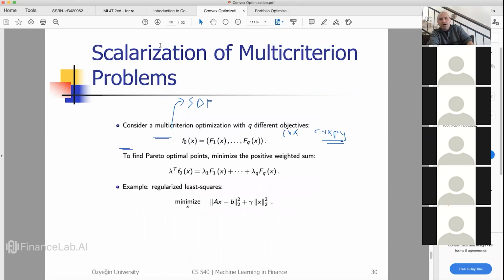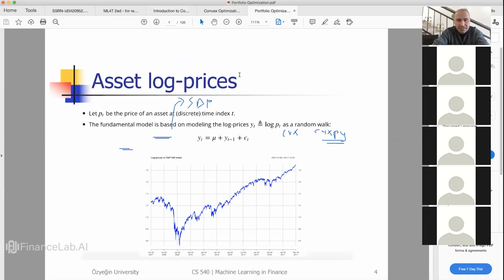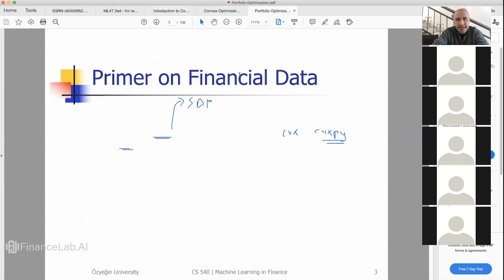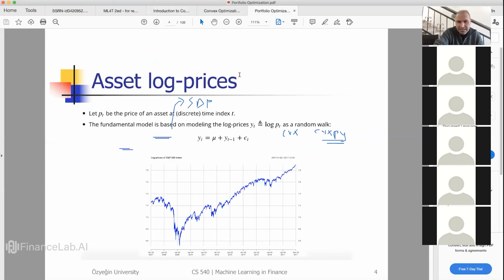Okay, so this is it for today. I think we are up, it's 11:30. Next week, we'll start portfolio optimization. We'll start with a primer on financial data sets. And after the primer on financial data sets, we'll see how we can use the techniques we have seen for portfolio optimization, or optimization of a portfolio among a number of asset classes.